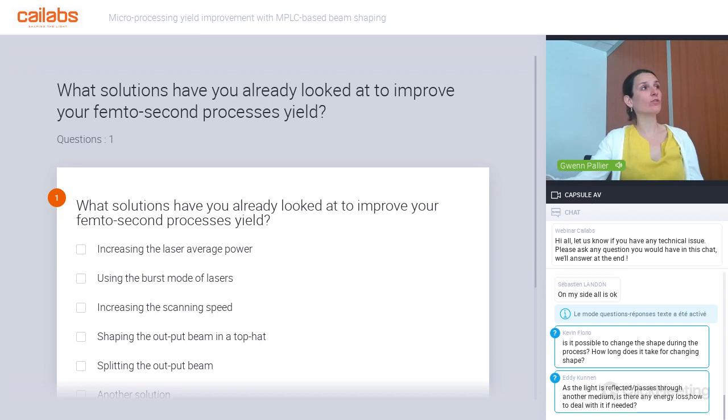What have you already done for improving the yield of your laser material microprocessing? Have you already played with your laser, the average power, or maybe the burst mode of the laser? Have you already looked at how to improve the scanning speed? Maybe you have already tried beam shaping, like top-hat beam shaping, or splitting of the output beam. Maybe you have tried all of these as well. I will leave you some time to answer the questions. Take your time, we are not in a rush, and then we will see what you answered.